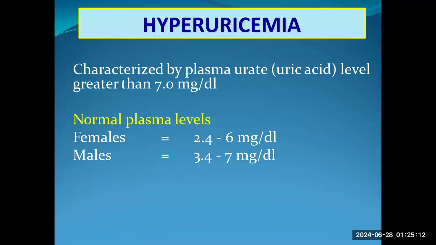Hyperuricemia is characterized by a plasma urate or uric acid level greater than 7 milligram per deciliter. Remember that uric acid is least soluble in the blood. The normal plasma level of uric acid in females is 2.4 to 6 milligram per deciliter, and in males from 3.4 to 7 milligram per deciliter. In certain literature, you may find 6 to 8 milligram per deciliter.